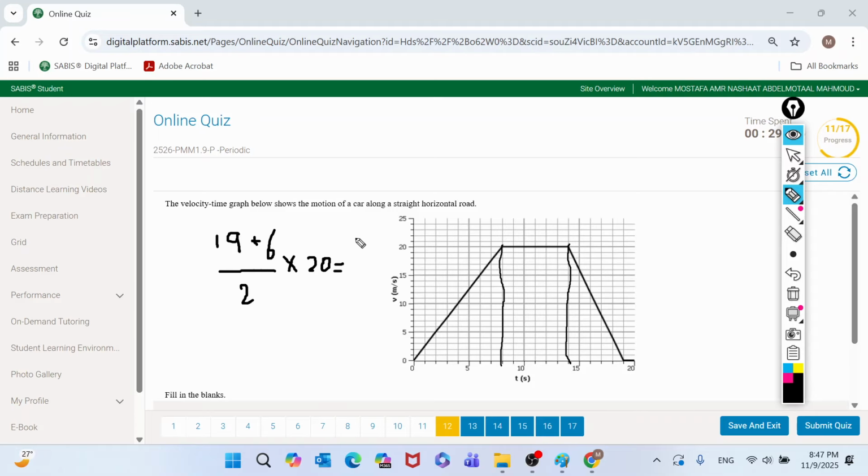Equals, wait, give me 2 seconds, I'll do it on my calculator. 19 plus 6 over 2 times 20. You get 250.